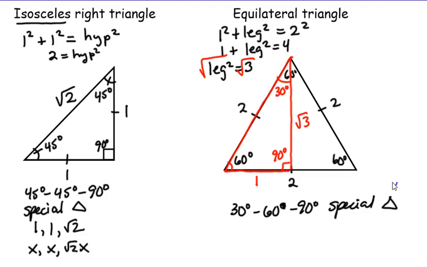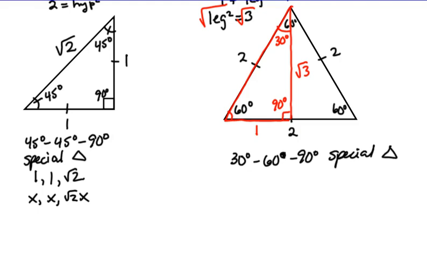So if I were to draw this triangle separately, and I'm going to come down a little bit farther, I would have a triangle that has a 60-degree angle, a 90-degree angle, a 30-degree angle. Opposite the 30-degree angle is the smallest side, 1. Opposite the 60-degree angle is the square root of 3, and opposite the 90-degree angle is 2.